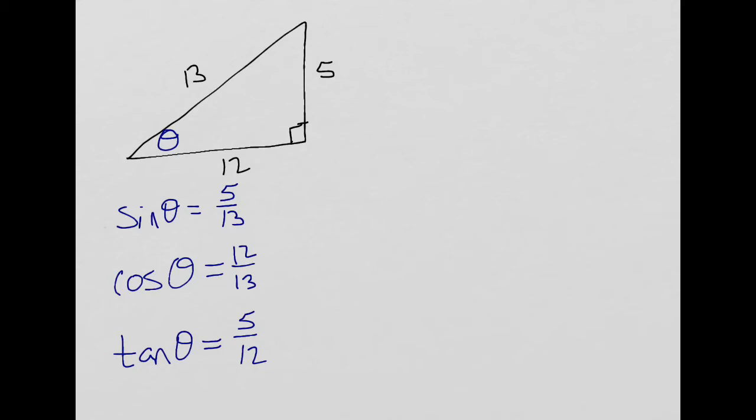I don't even know the angle measure, the radian measure of theta. But I know enough, just from knowing the side lengths of the triangles, that I can compute these values. Secant, cosecant, and cotangent are computed similarly.